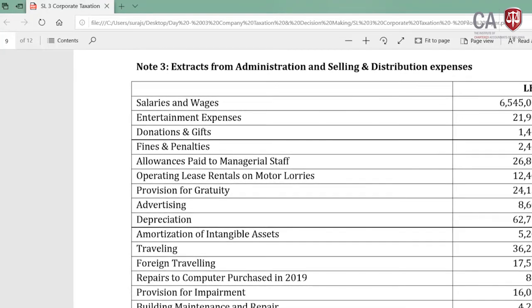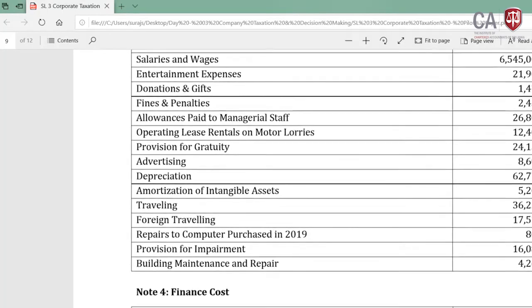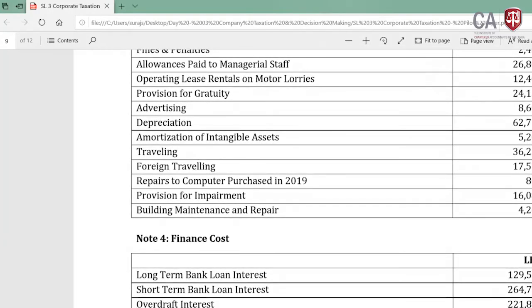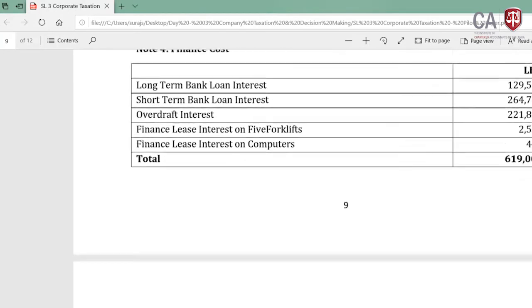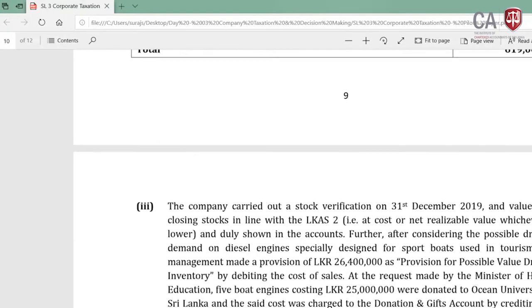Foreign traveling, we don't know. Repair to computer, we don't know. Provision for impairment for the time being, it's disallowed, D. Building maintenance and repair, we don't know. And the finance cost, for the time being, we can't do anything. But when reading the question in the 5 minutes, you can analyze all these things, and then I am starting my question from the additional information.